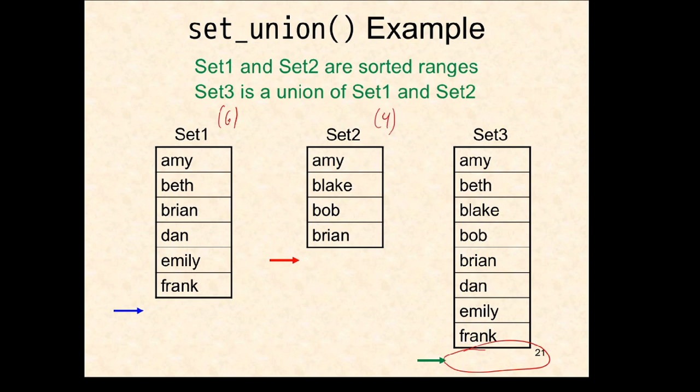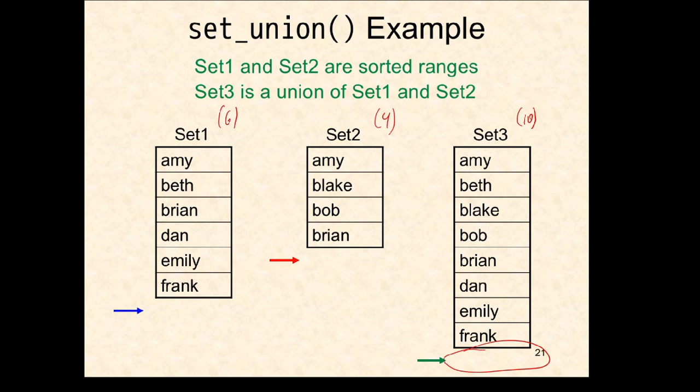How big did set 3 have to be to guarantee this would work? Set 3 had to have room for 10 elements. Because if they were all distinct, meaning all different, all 10 of them would have been copied out to the output, and we would have had to have room for all 10. But because there were duplicates, because there were 2 Amys and 2 Brians, we only ended up writing 8 of them out. But I want to know where the end of that container is. So that's why we need that return iterator, to know where we left off.